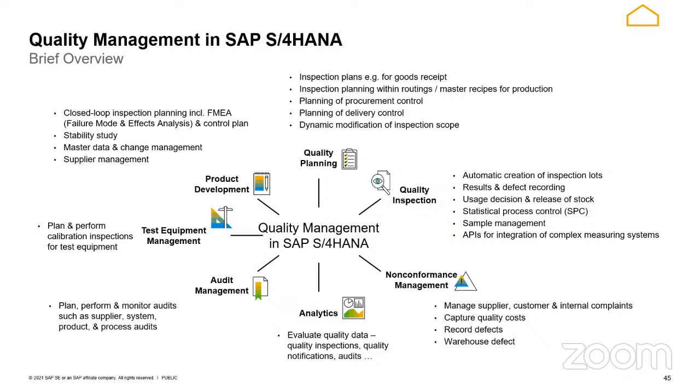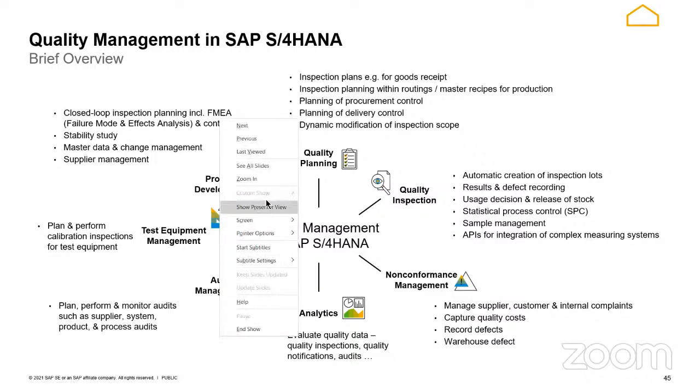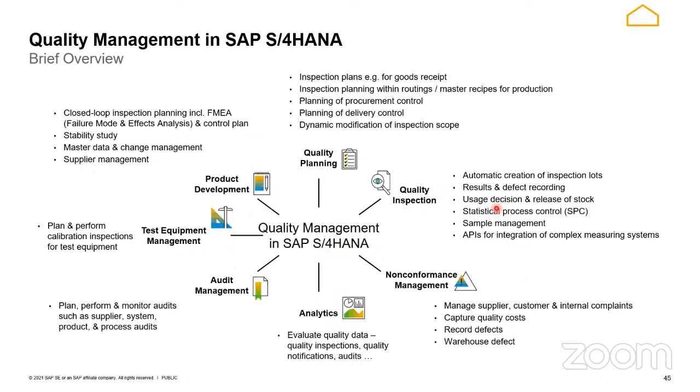Thank you for sharing. So here on the screen, you can see the brief overview of the quality activities in the quality management module. It starts with quality planning, wherein we have some good enhanced capabilities in the manage inspection plan Fiori app, followed by quality inspection, which allows us to create the inspection lot automatically, with very good defect handling methods and non-conformance management activities. It also supports SPC, sample management, and API integration for complex measuring systems.